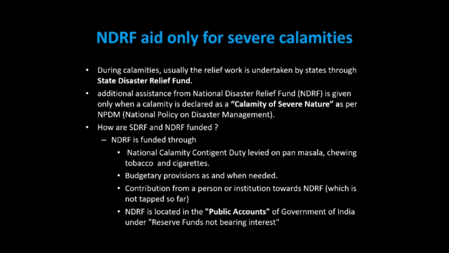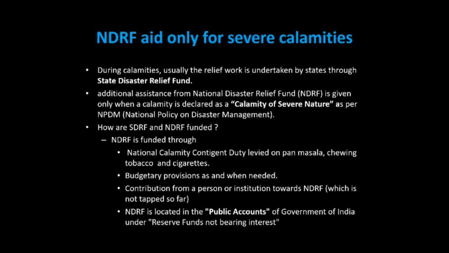NDRF aid only for severe calamities. What is this all about? Whenever a calamity takes place in a state, the relief work for that is undertaken by the state government through the State Disaster Relief Fund. Whatever money is in the State Disaster Relief Fund is utilized. And additional assistance is given from the union government from the National Disaster Relief Fund only when that calamity is declared as a calamity of severe nature.